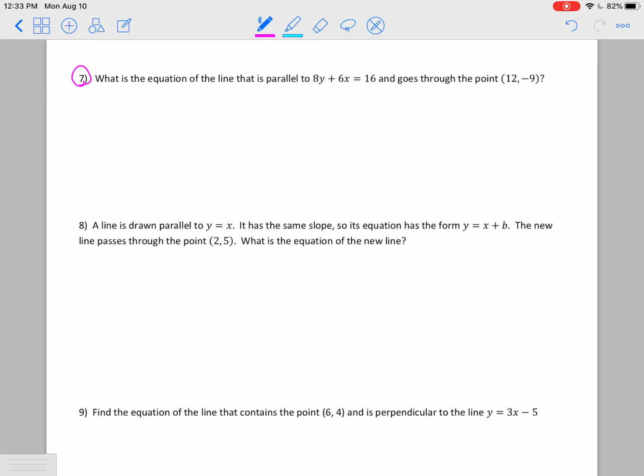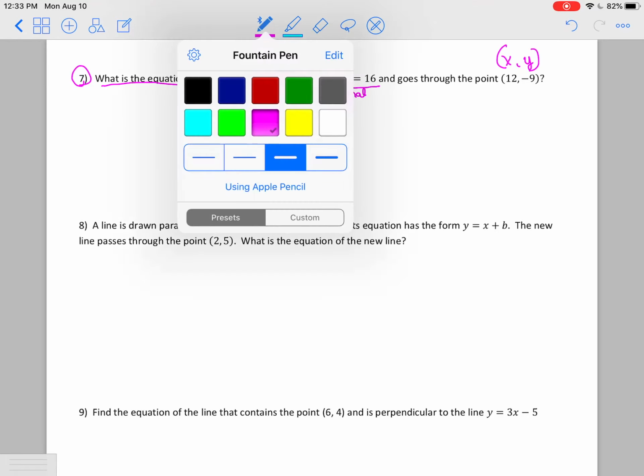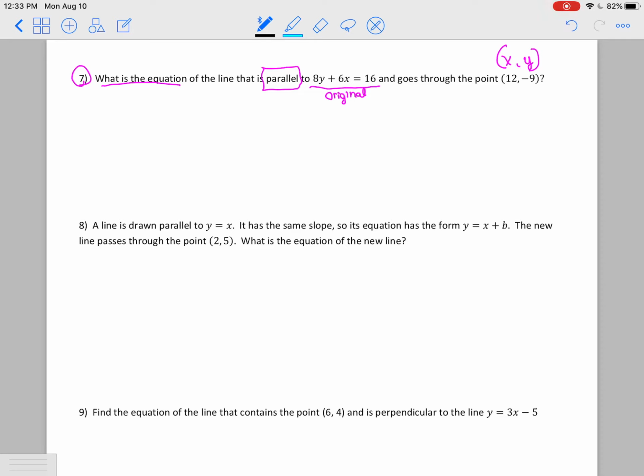What is the equation of the line that is parallel to 8y plus 6x equals 16 and goes through the point 12, negative 9? Okay, so remember that what they're doing here is they're telling us that this x and y is on the new parallel line that we're trying to find. Okay, and this guy is the original. This is our original line, our original equation. And we're trying to find a new equation for the line that's parallel. All right, so first off, in order to be able to find our m, we need to rewrite this guy.